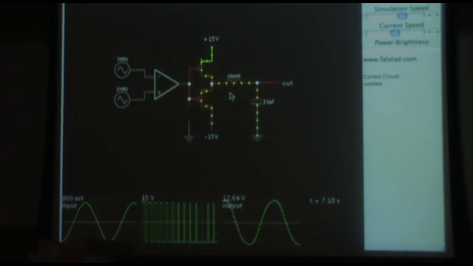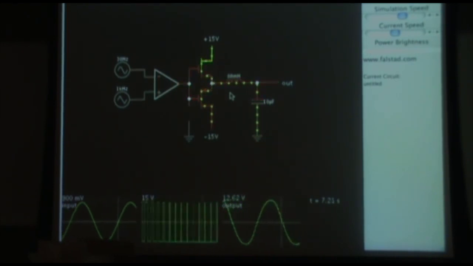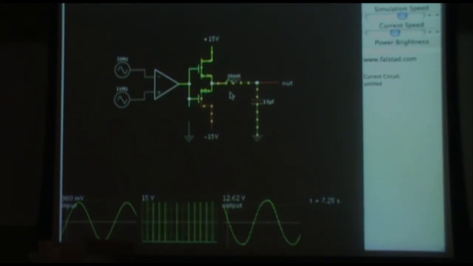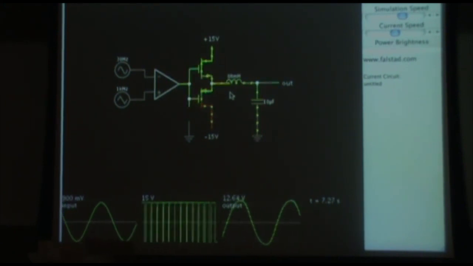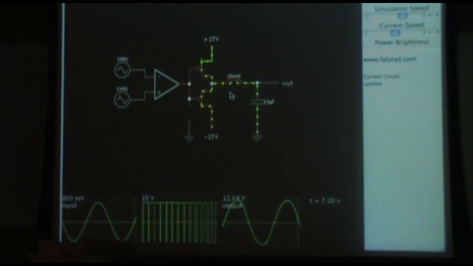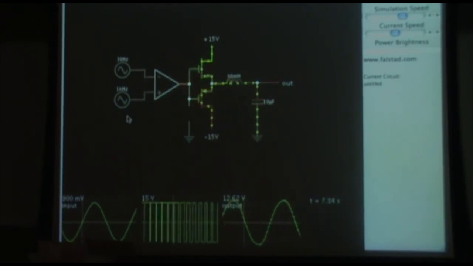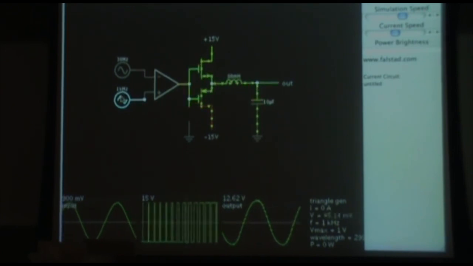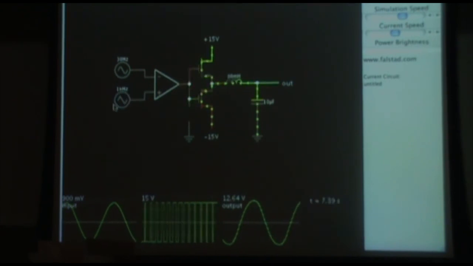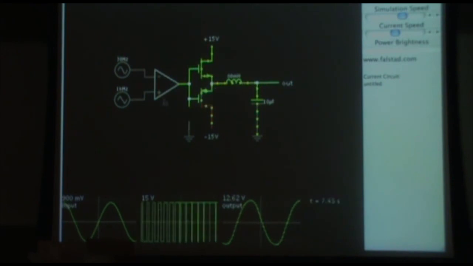It's from 20 hertz to 20 kilohertz, which is 20 hertz to 200 hertz is one decade, 200 hertz to 2 kilohertz is a second decade, and 2 kilohertz to 20 kilohertz is three decades. So by having a frequency that's fast enough here, you should usually use something more like 200 kilohertz for the input, for the triangle wave to be compared to. You can amplify audio signals with a switching amplifier.